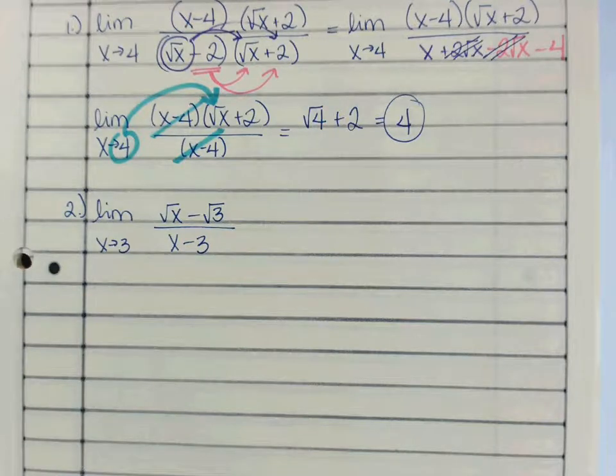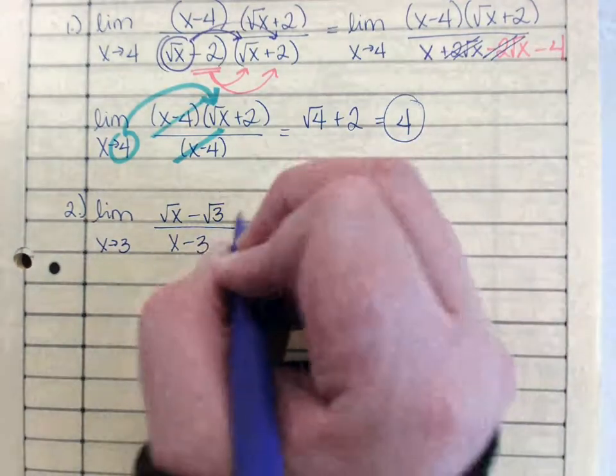So take the top. What will my conjugate be? Root x plus root 3. Put it here and here. Okay, you're going to times out the top. Don't times out the bottom because you want stuff to cancel down there. So I'm going to put a root x plus root 3, top and bottom.